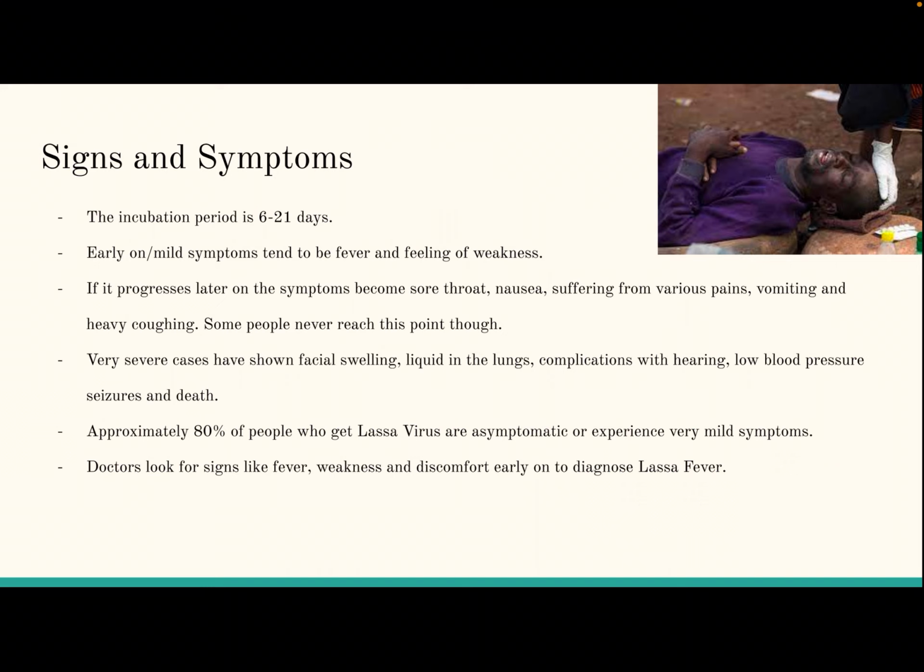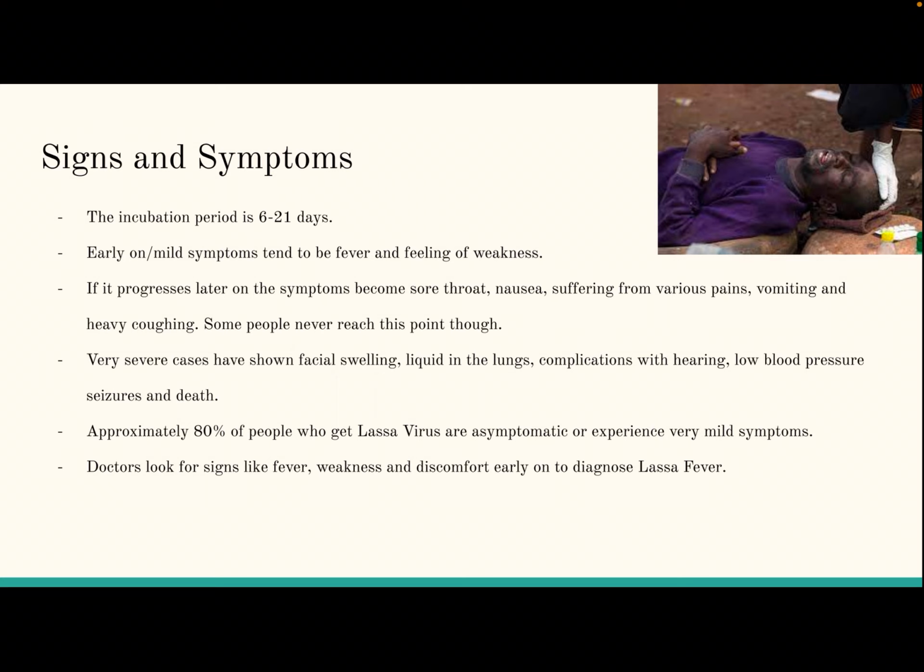Signs and symptoms. The incubation period is 6 to 21 days. Early on or mild symptoms tend to be fever and feeling of weakness. If it progresses later on, the symptoms become sore throat, nausea, suffering from various pains, vomiting, and heavy coughing. Some people never even reach these symptoms, though. Very severe cases have shown facial swelling, liquid in the lungs, complications with hearing, low blood pressure, seizures, and death.